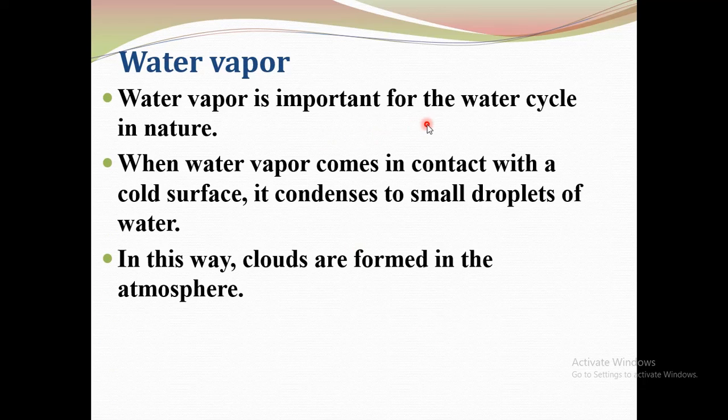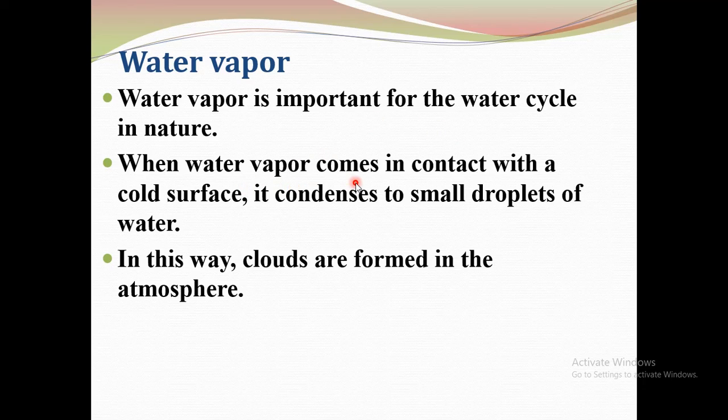Water vapor is important for the water cycle. So, from water resources, due to the heat of the sun, water gets evaporated in the form of water vapor. Then that water vapor gets cool and forms drops of water and comes in the form of rain. So it is very important for the water cycle.